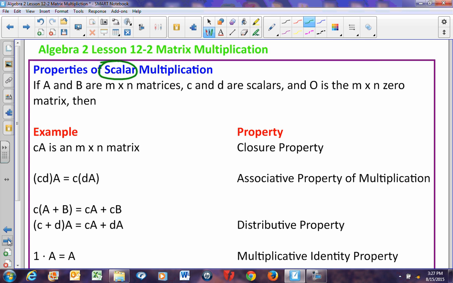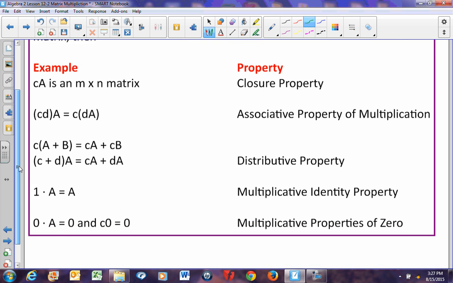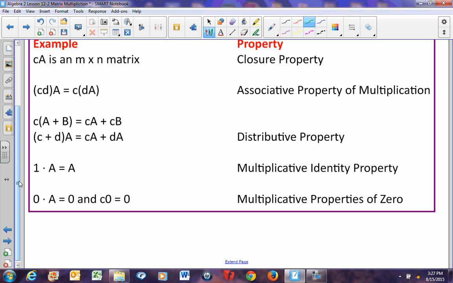So with scalar multiplication, the associative property applies, the distributive property applies, the multiplicative identity applies, and the multiplicative property of 0 also applies. The same properties as we've had with basic equations.